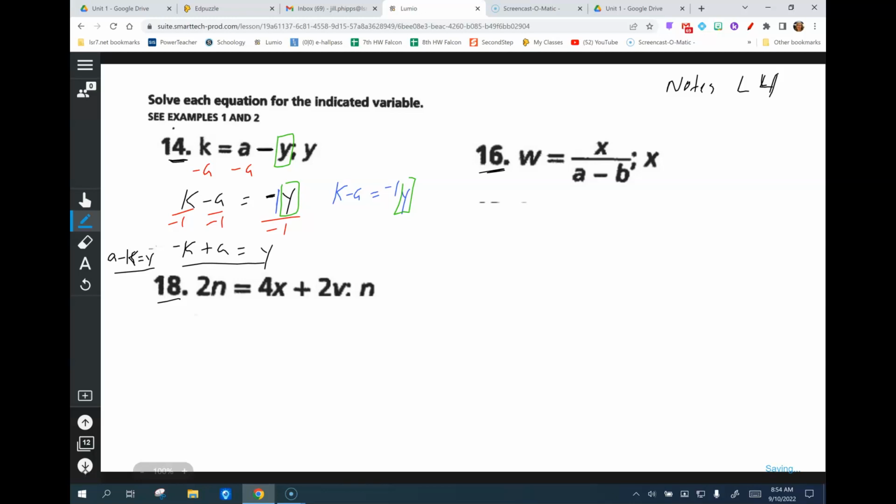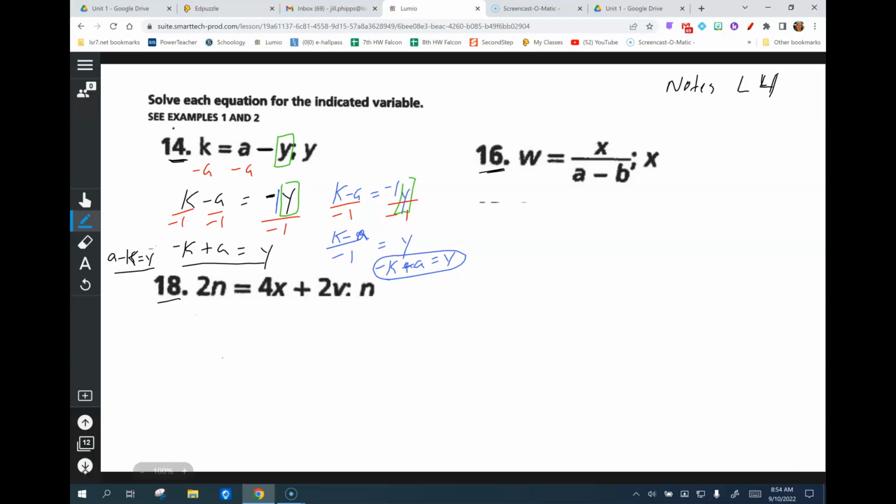Now, the other way I can do it is we can just divide the entire thing by negative 1. And in this situation, it would be kind of ridiculous to do it, but you could. And so then we get k minus a all over negative 1 is equal to y. And then we wouldn't leave it this way. We don't leave a negative in the bottom, so we bring that negative up, and I get negative k plus a is equal to y. Okay, good.